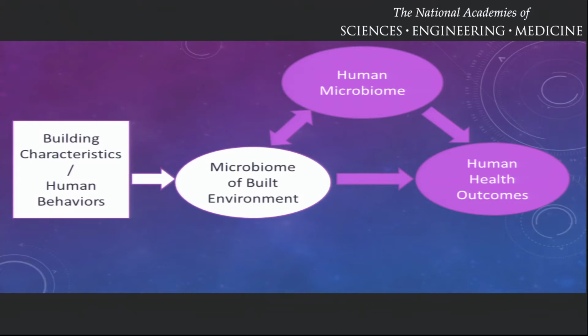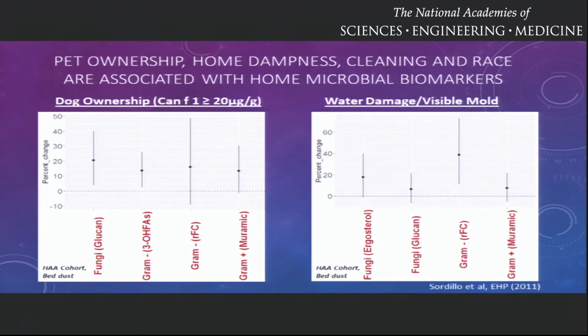Okay, so the first bit of the diagram here, I'll go over some of the work that we've done looking at building characteristics and human behaviors and how they're associated with the microbiome of the built environment. Okay, so here's some work that I published in EHP a while ago that showed that pet ownership, home dampness, cleaning, and race are associated with home microbial biomarkers, okay? And so here I have the percent change that we observed, and the microbial biomarkers are down here along the x-axis. So fungal glucans, gram-negative 3-hydroxy fatty acids, endotoxin as measured by the RFC assay, and muramic acid all show a percent increase with dog ownership.